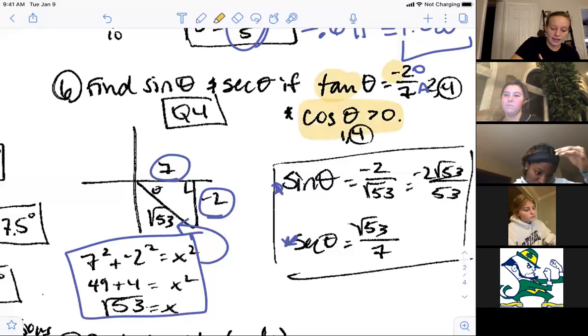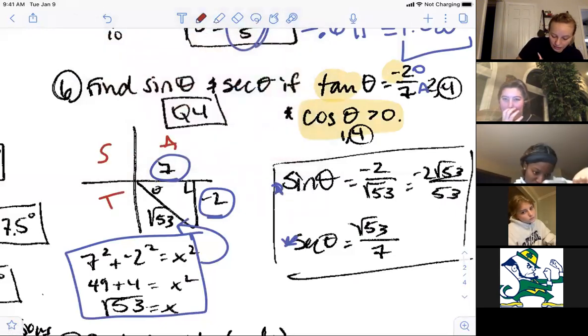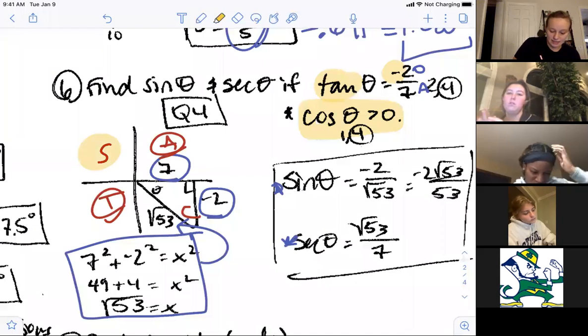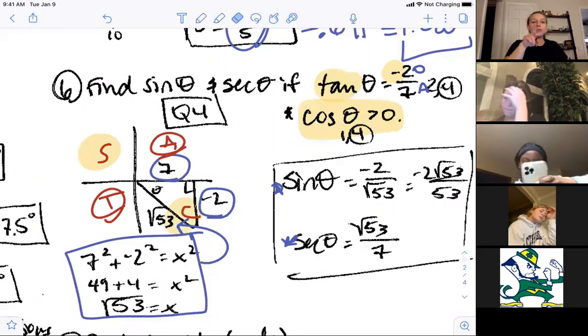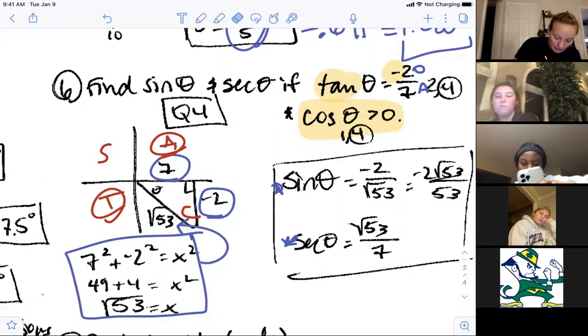So tangent is negative. We have to remember "All Students Take Calculus." Tangent is positive in A and T, which makes it negative in S and C. All means all are positive. S means only sine is positive. T means tangent is positive, and C means cosine is positive. Personally, I have to think in terms of positive. So if I know it's positive in 1 and 3, then that makes it negative in the other 2 and 4. Okay, that was helpful there.